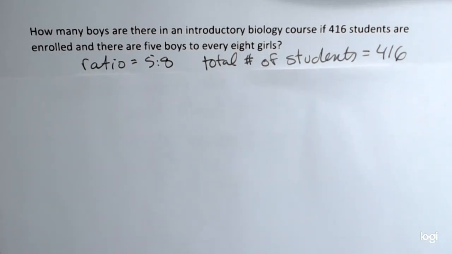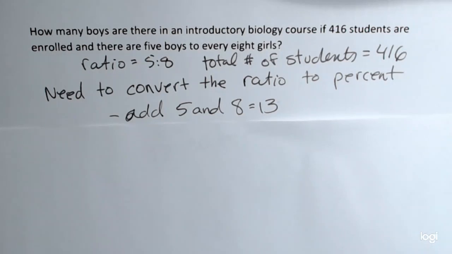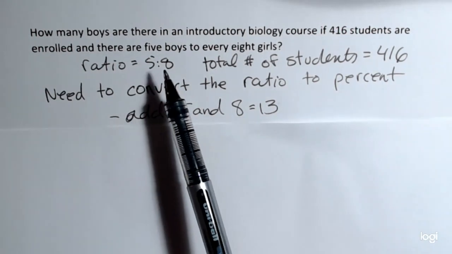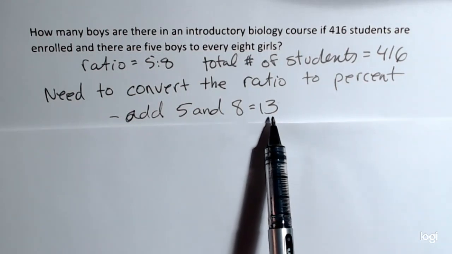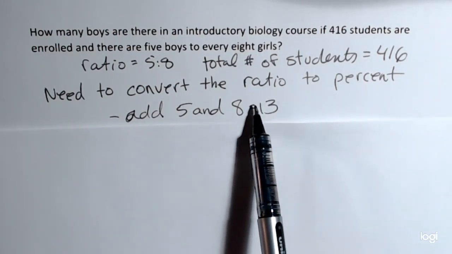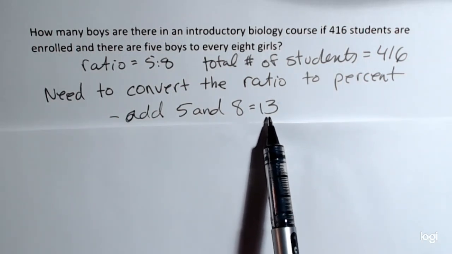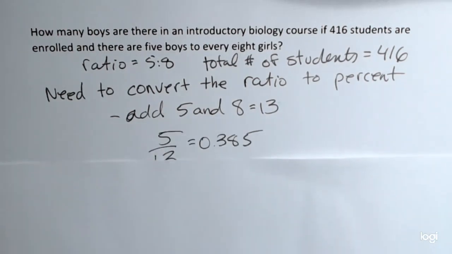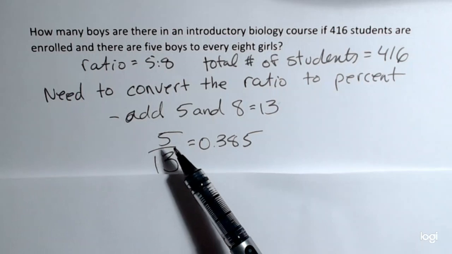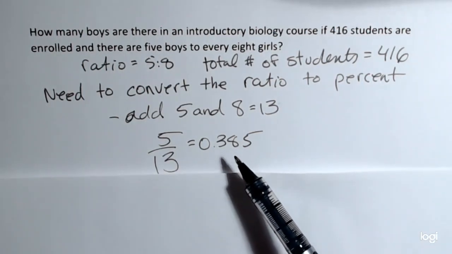All right, so to convert to a percent, I'm going to add the 5 and the 8 together. So that gives me 13. So in other words, if I only had 13 students, 5 of them would be boys and 8 of them would be girls. So the percent that represents the boys will be 5 out of 13, or about 0.385.